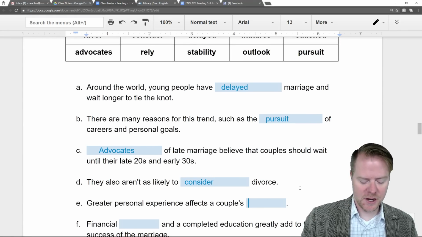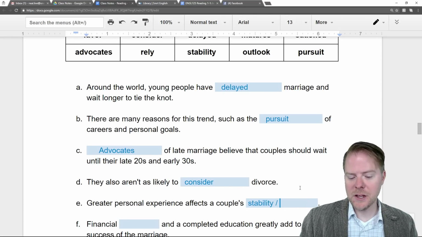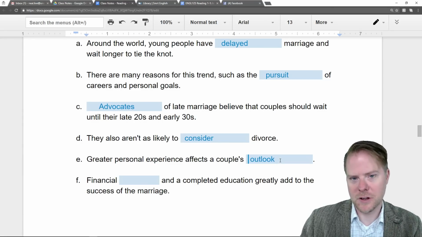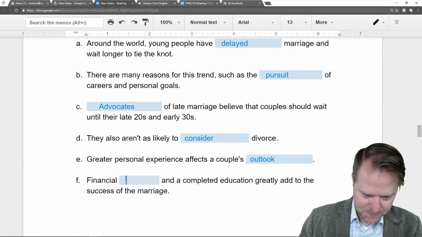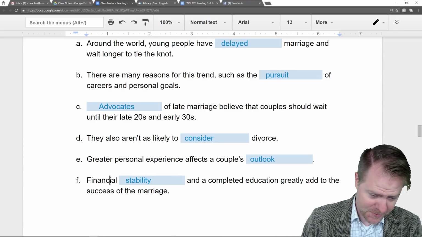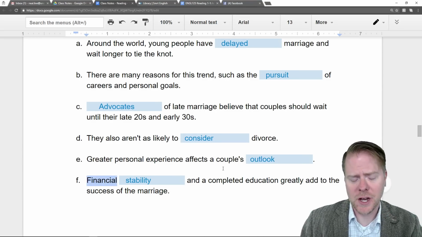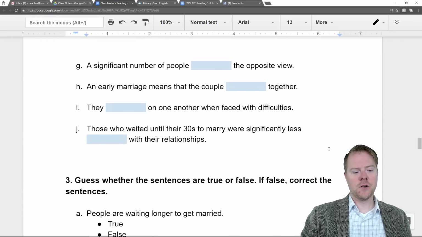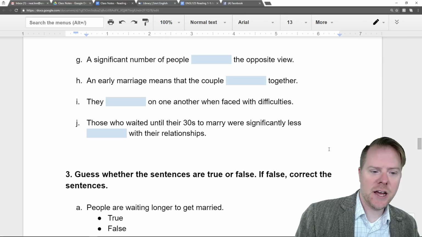Greater personal experience affects a couple's, and I saw stability and outlook. Again, both are good answers. I would say in this case, probably outlook, their attitude towards life. Because this one makes sense for stability. When we talk about finances, money and economics, stability. Financial stability and a completed education greatly add to the success of the marriage. Okay, so we have A through F already. For those of you on a phone, maybe you didn't see G, H, I, and J.